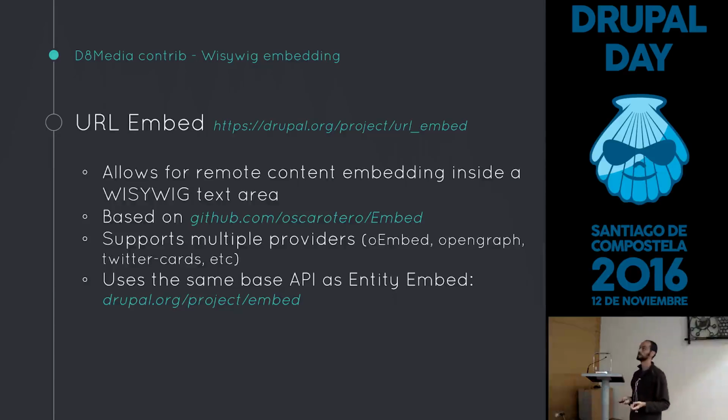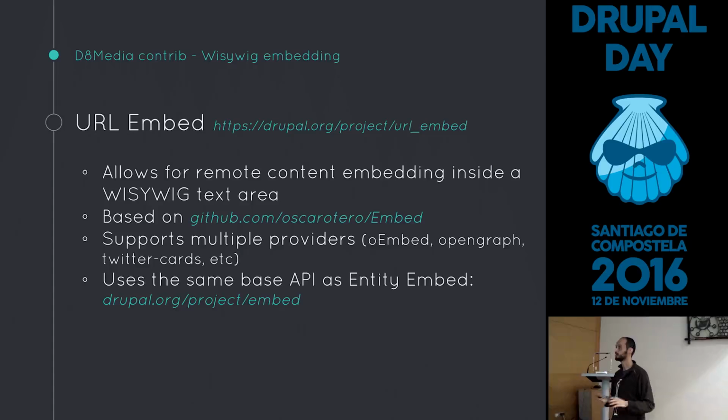Another use case is where I don't really want to use media entities. I don't want everything to be an entity in my site, but I still want to embed external content into WYSIWYG areas. I just want my users to be able to embed a YouTube video, for example, or anything that's embeddable. So there's this URL Embed module. It allows any remote embeddable content to be inserted into a WYSIWYG area. It doesn't reinvent anything. It's based on a contributed library.